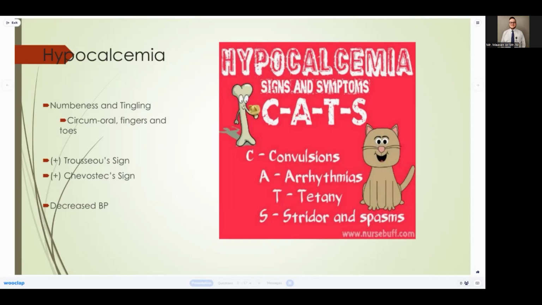Some signs that show it: Trousseau's sign is where I put a blood pressure cuff on someone's arm and tighten it, and their hand, wrist and arm start to twitch really effectively. And then Chvostek's sign is if I tap someone's cheek and they start to twitch, that's a response of the muscles and the facial nerve. Typically they'll have a little bit of decreased blood pressure with this, but think overstimulation of muscles and nerves is hypocalcemia because there's too much calcium in the cells. There's supposed to be a better balance.